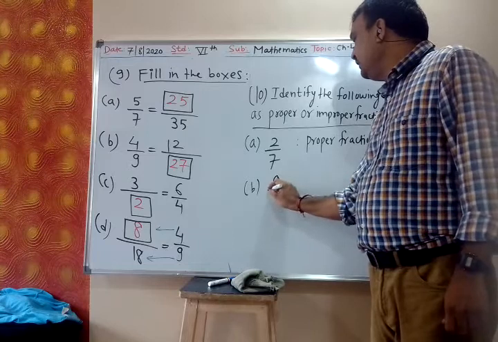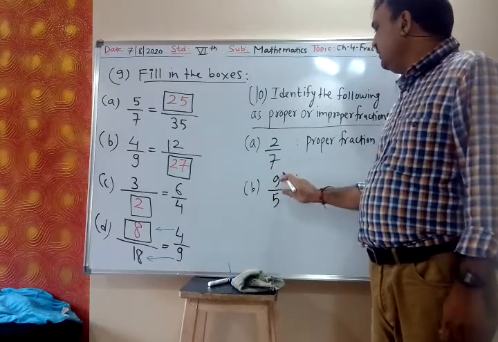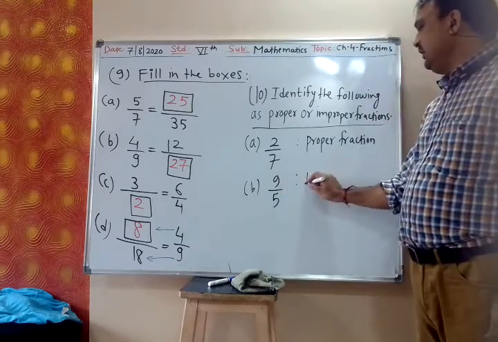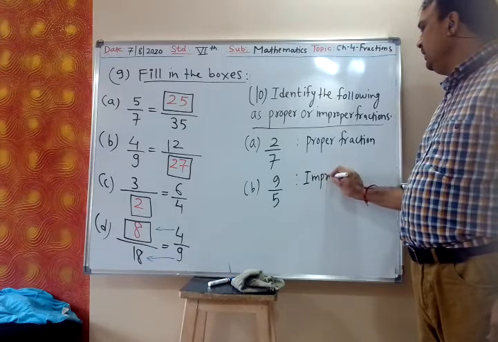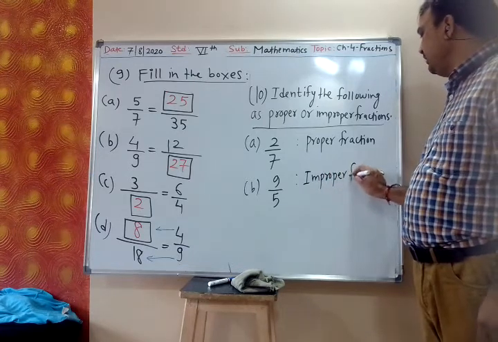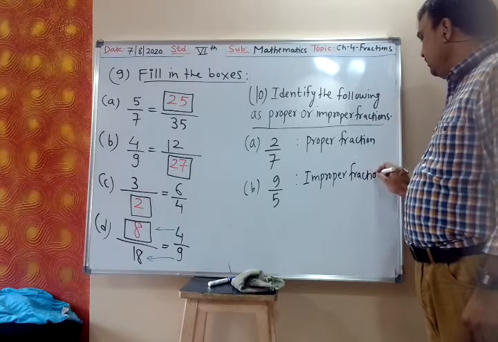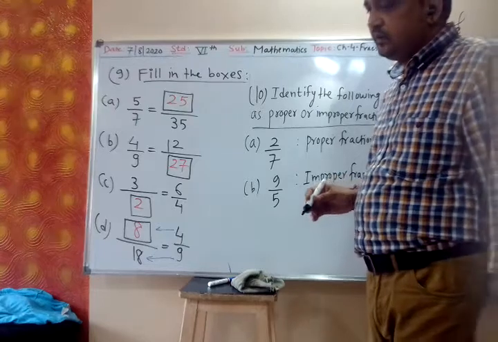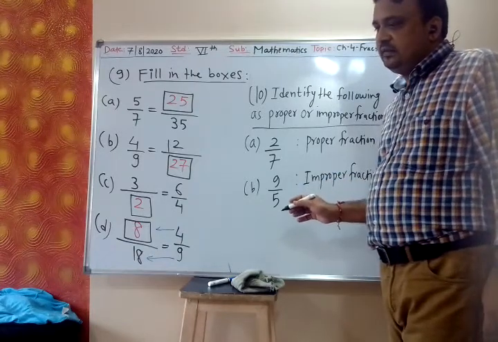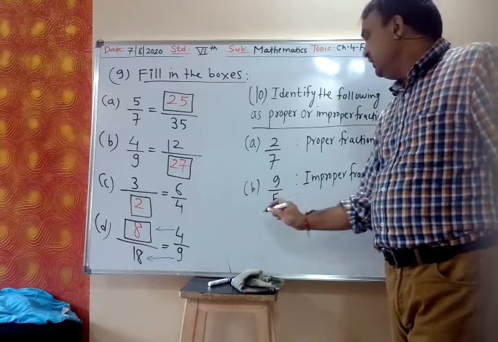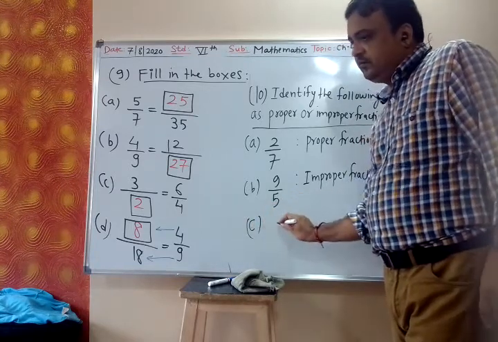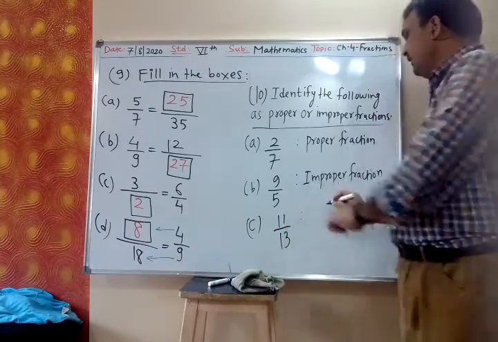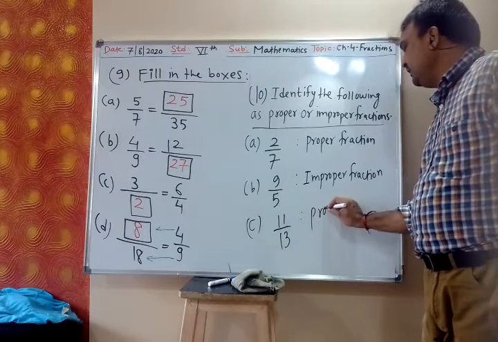Then 9 upon 5. Now numerator is bigger than denominator, so it is improper fraction. So now C part, 11 upon 13. Now denominator is bigger, so again it is proper fraction.